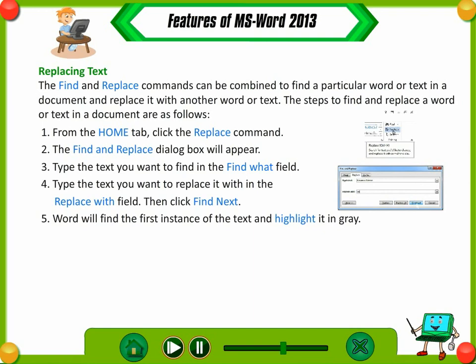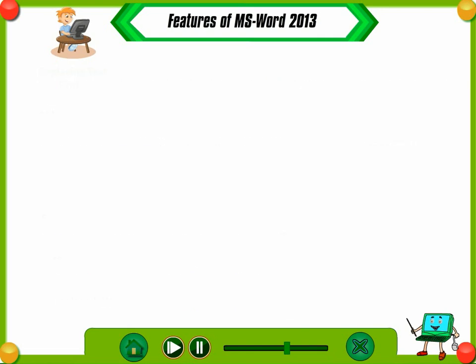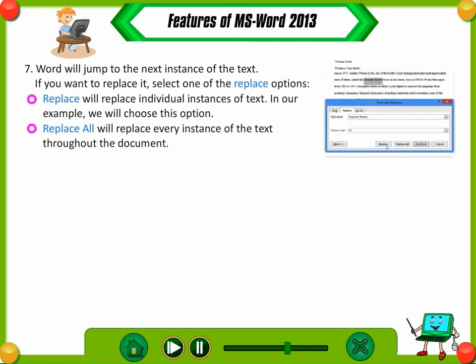Type the text you want to find in the Find What field. Type the text you want to replace it with in the Replace with field. Then click Find Next. Word will find the first instance of the text and highlight it in gray. Review the text to make sure you want to replace it. In our example, the text is part of the title of the paper and does not need to be replaced. We will click Find Next again. Word will jump to the next instance of the text.